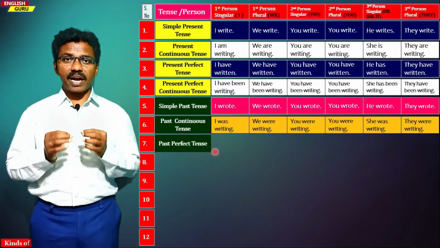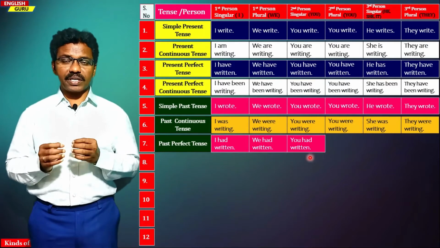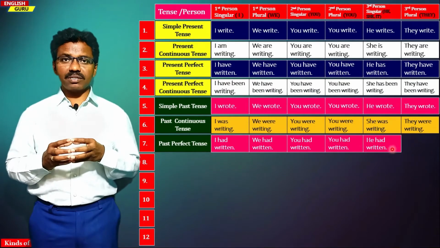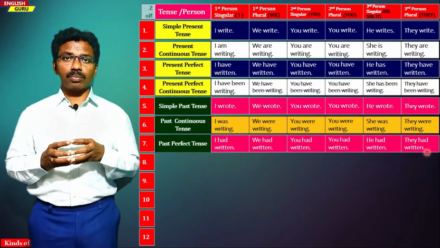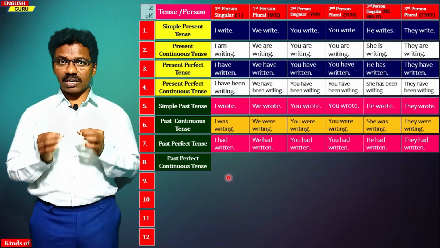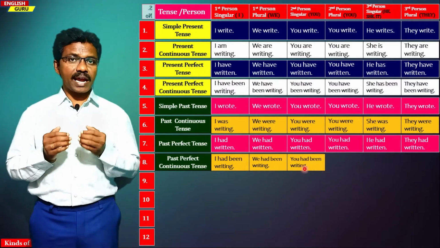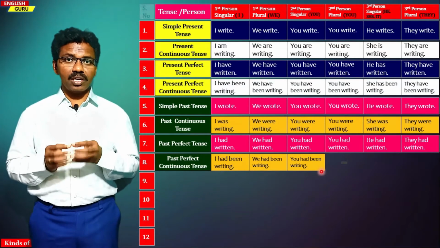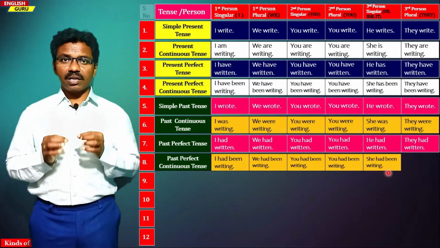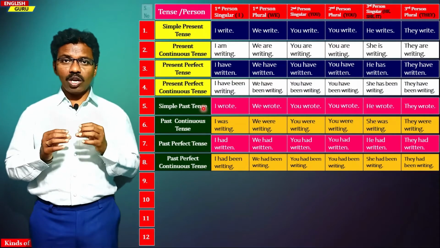And the seventh one is past perfect tense. The first person singular I had written, plural we had written, second person singular you had written, plural you had written, third person singular he, she, it had written, plural they had written. And the eighth one is past perfect continuous tense. The first person singular is I had been writing, plural we had been writing, and second person singular you had been writing, plural you had been writing, and third person singular he, she, it had been writing, and plural they had been writing. This is all about past tense.